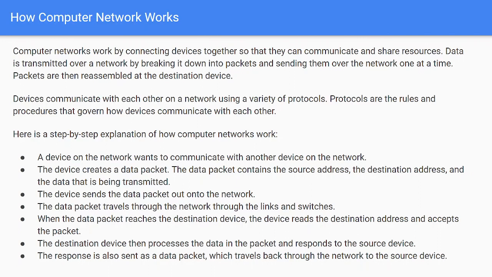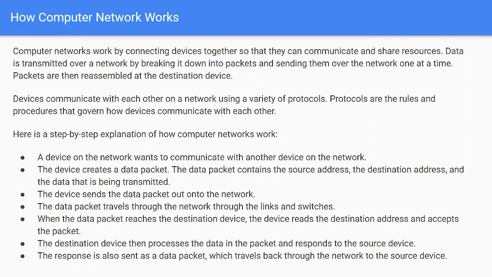Number one, a device on the network wants to communicate to another device on the network. The device creates a data packet. A data packet contains the source address, the destination address, and the data that is being transmitted. A device sends the data packet out onto the network. So let's say device A now wants to communicate to device D. Device A will generate a packet. Inside that packet are the source address of device A, the destination address of device D, and the data that device A wants to send to device D.